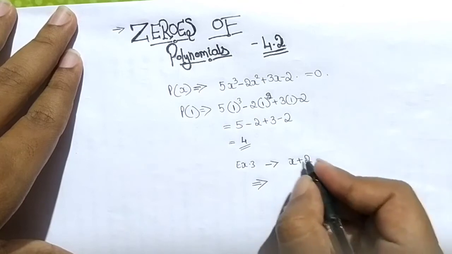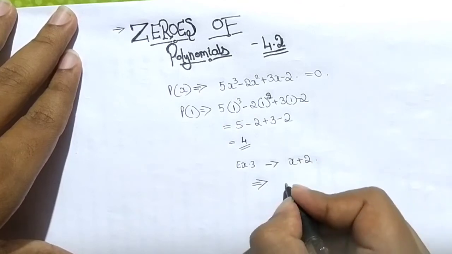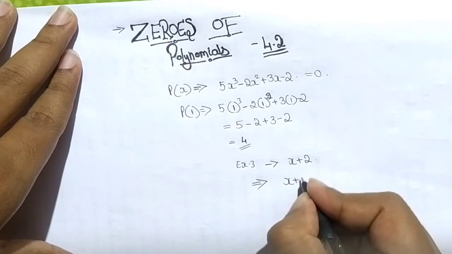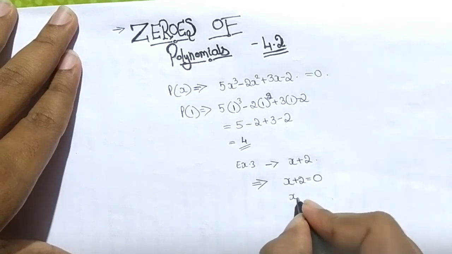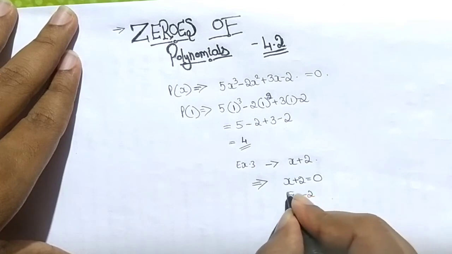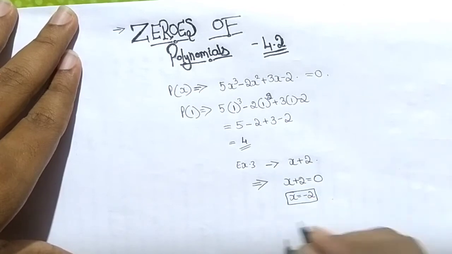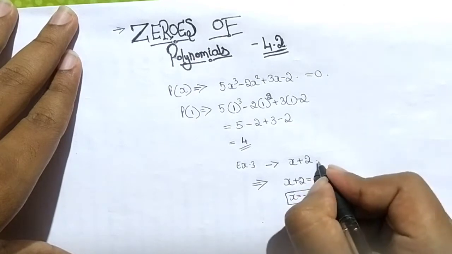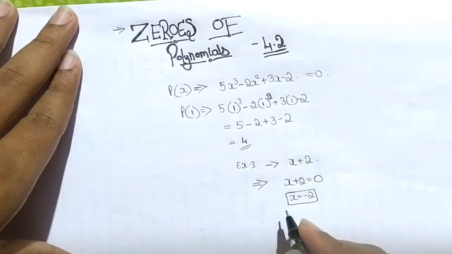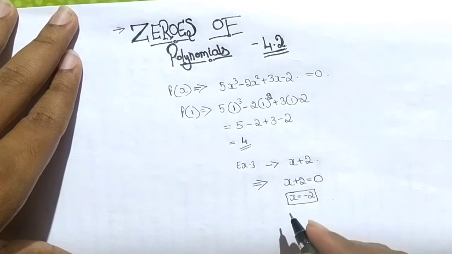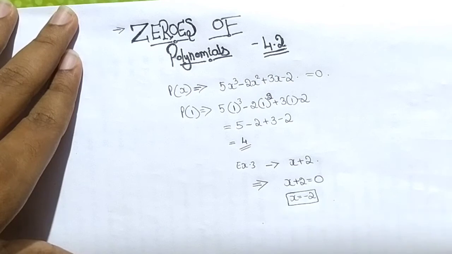What you need to do is take the equation and equate it to 0. Here the equation is x plus 2, and we equate it to 0. Now x equals minus 2. This is the zero of the polynomial. That is, in this given question, if you put the x value as minus 2, on simplifying it gives you 0. That's the answer, and this process is finding the zeros of a polynomial.